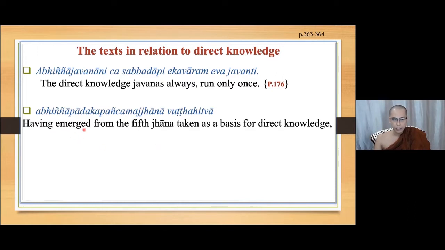At least the meditator who wants to perform the abhinya, the direct knowledge, needs to attain mastery of all five jhanas. So he enters the first jhana, second jhana, etc., and then the fifth jhana. That fifth jhana can be considered the abhinya padaka pancamajjhana, because it can be a basis for direct knowledge. The direct knowledge is abhinya, a basis is padaka.